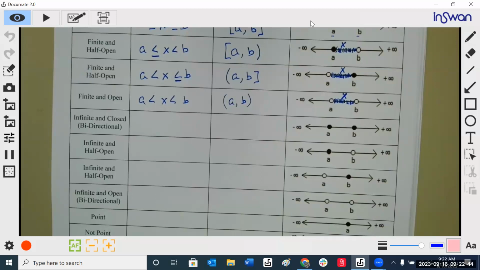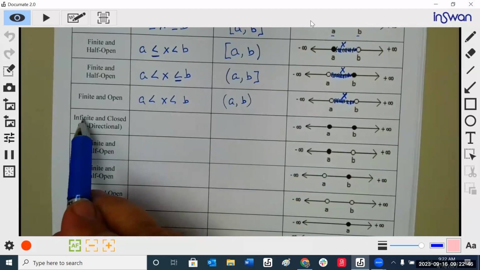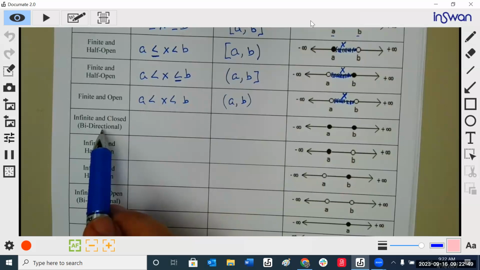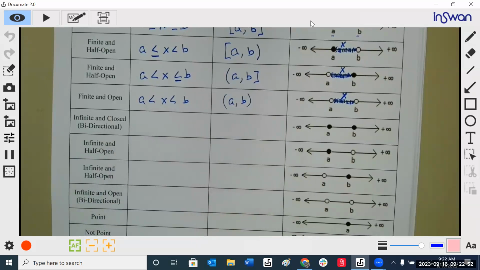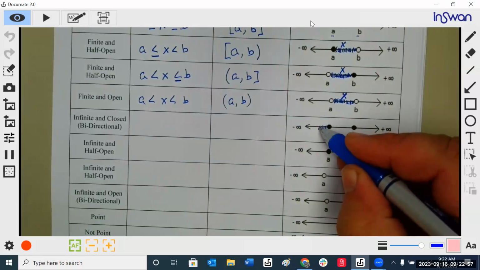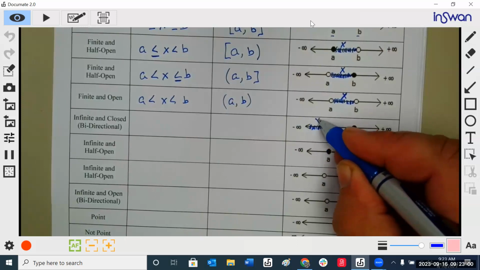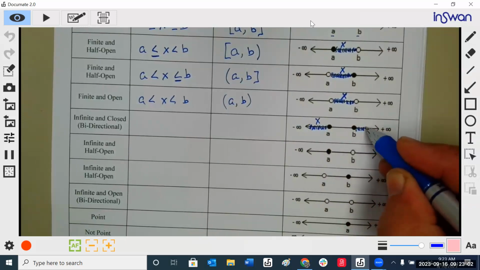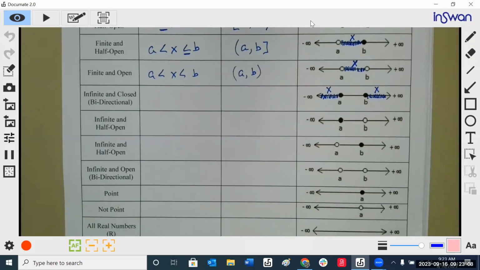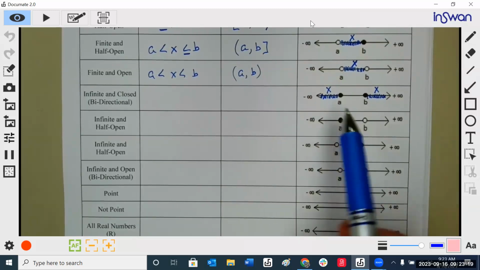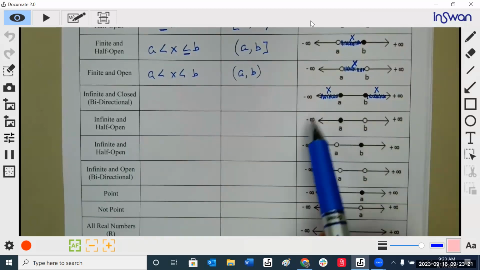The next four are going to be infinite and bidirectional. What that means is they're going to go to infinity, they go in opposite directions. So in this one here, it goes like this. There's my X. And here's another one over here. And there's my X. These get a little bit more complex. Because now, how would I do the set notation for this?